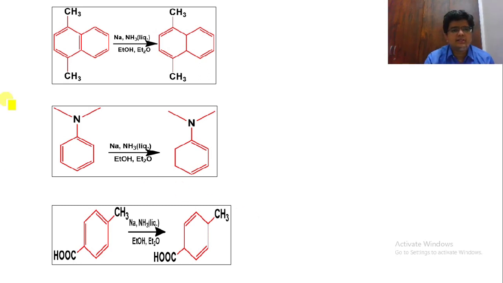So now in Birch reduction, suppose we have two donating groups like CH3 and CH3, again one double bond will be reduced over here. So here we have a naphthalene derivative with the CH3 group. Both have an electron donating group that is attached to the sp2 carbon. This is our sp2 carbon.